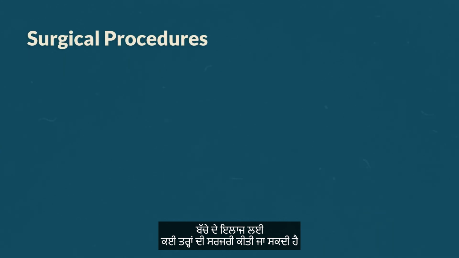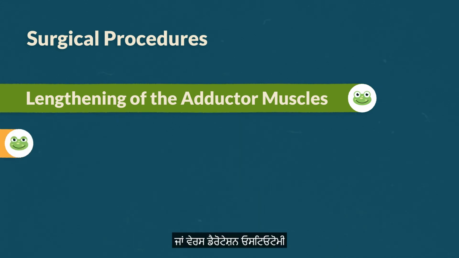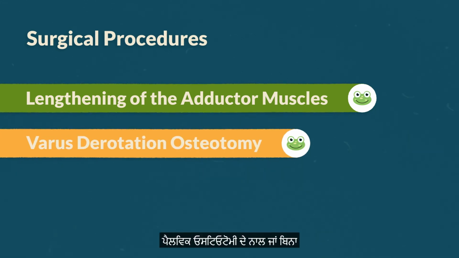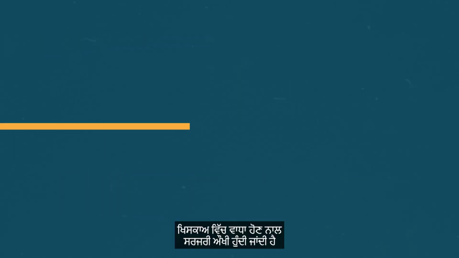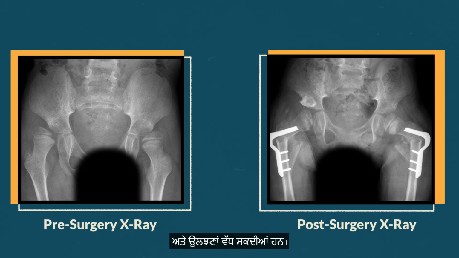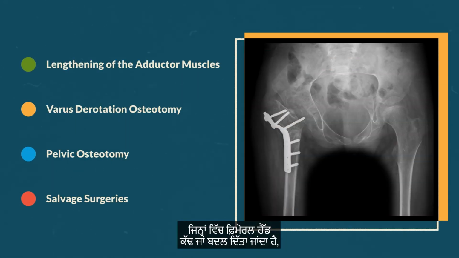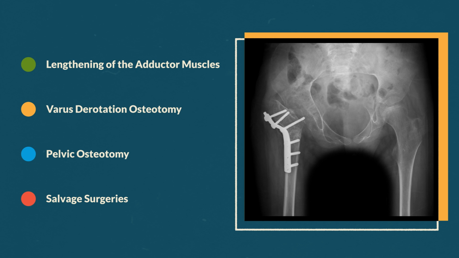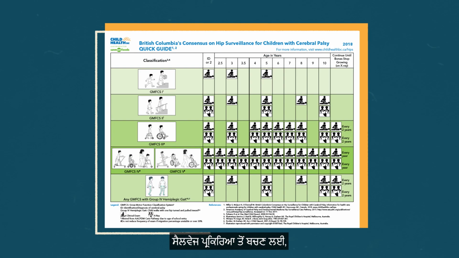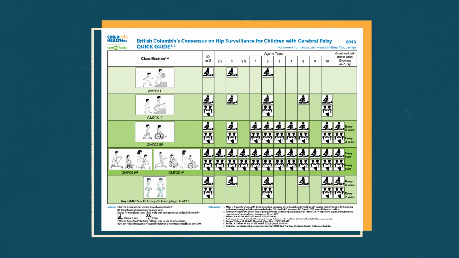The child may be treated with various surgical procedures, including lengthening of the adductor muscles, or varus derotation osteotomy, with or without pelvic osteotomy. With increasing displacement, surgery is more complex, and the chances of complications increase. In cases of severe displacement, salvage surgeries, where the femoral head is removed or replaced, may be necessary as a last resort. In order to avoid the need for salvage procedures, hip surveillance is essential for children with CP.